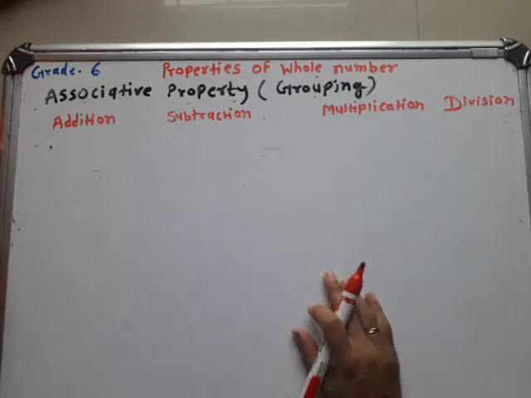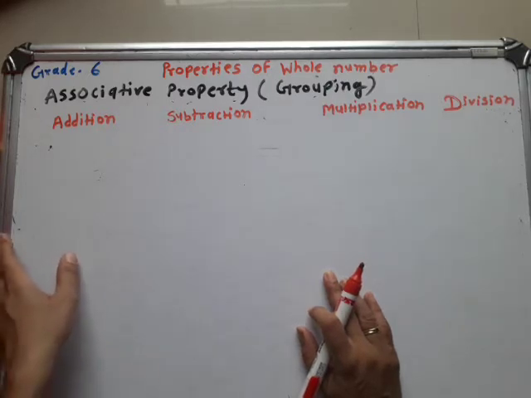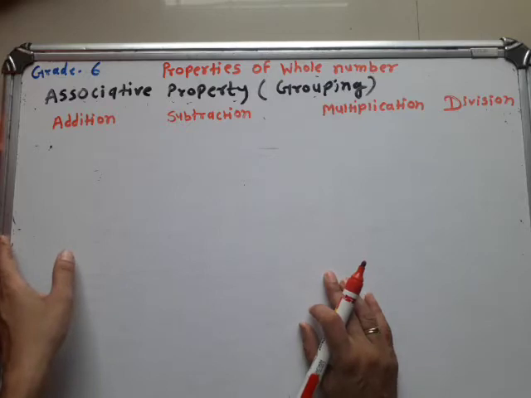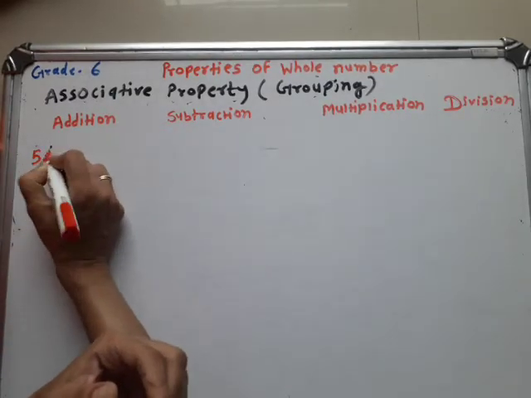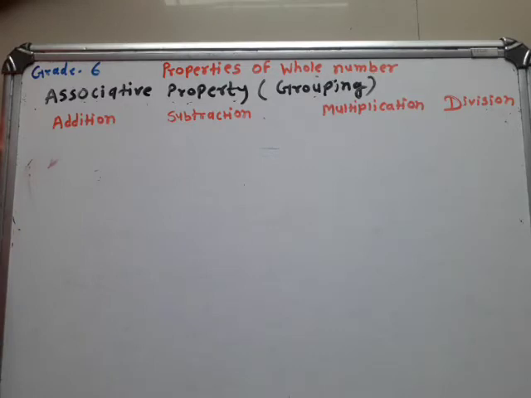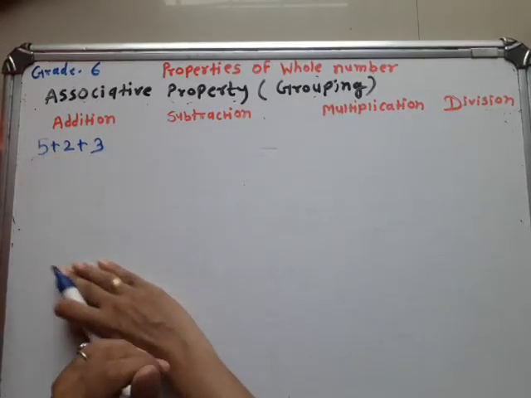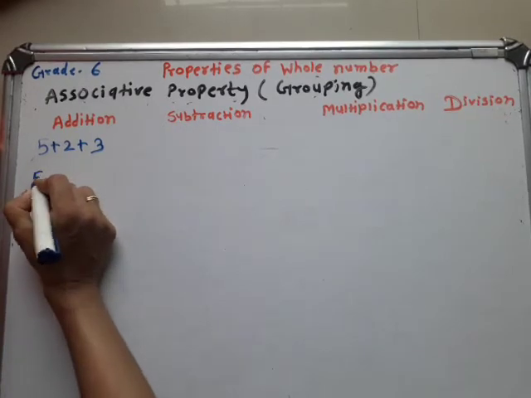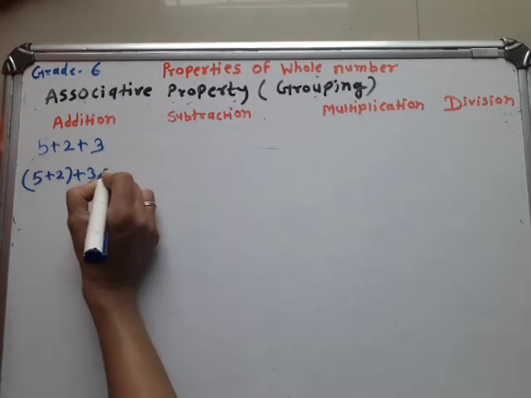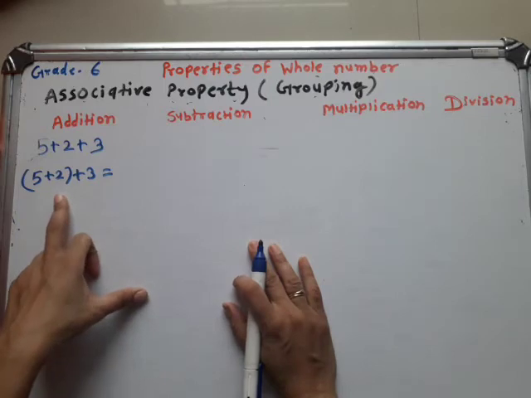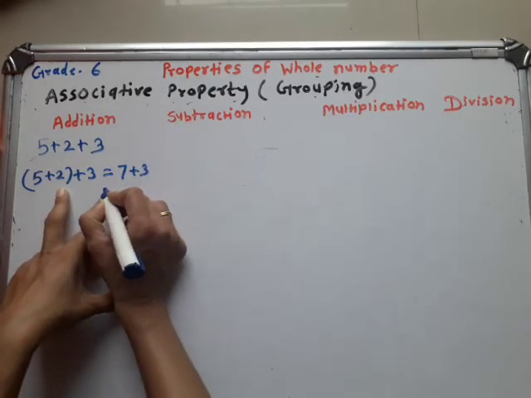Now see, the next property is the associative property, that is the grouping property. Here, when 3 or more whole numbers are added, their sum remains the same even if their grouping is changed. Suppose see here 5 plus 2 plus 3. Suppose these are your three whole numbers. Now we add 5 plus 2 in one group, plus 3. What is your answer? 5 plus 2 we get 7. 7 plus 3 we get 10.